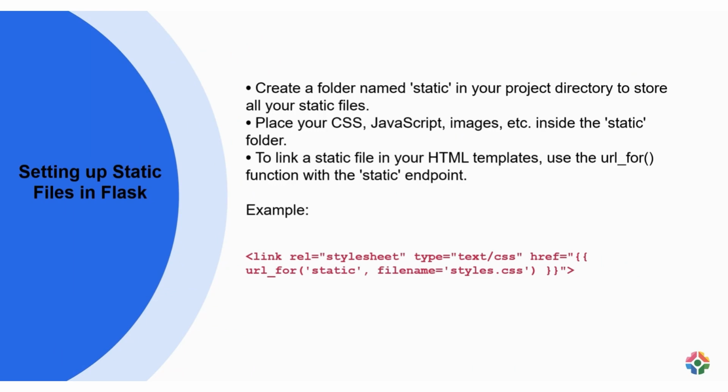Place CSS, JavaScript, images, etc. in this folder. When referencing these resources in HTML templates, utilize the url_for function with the static endpoint. For instance, to link a CSS file named styles.css, use the following code: <link rel="stylesheet" type="text/css" href="{{ url_for('static', filename='styles.css') }}">.